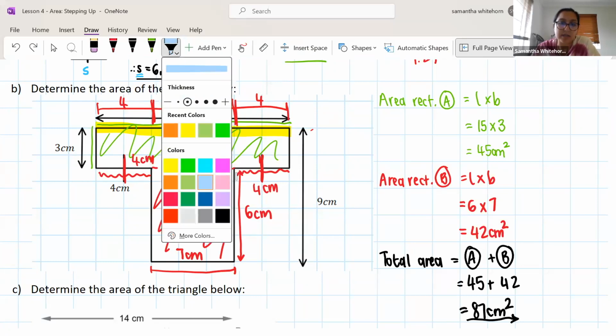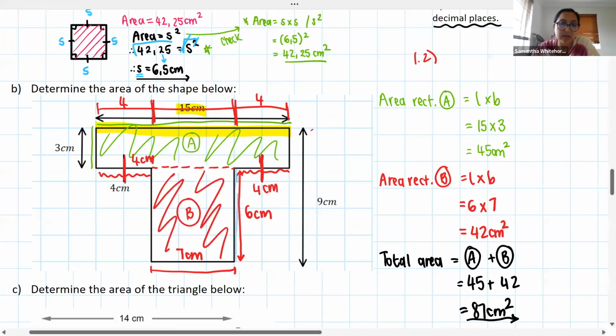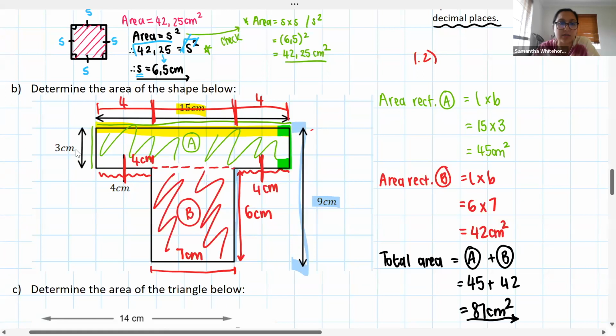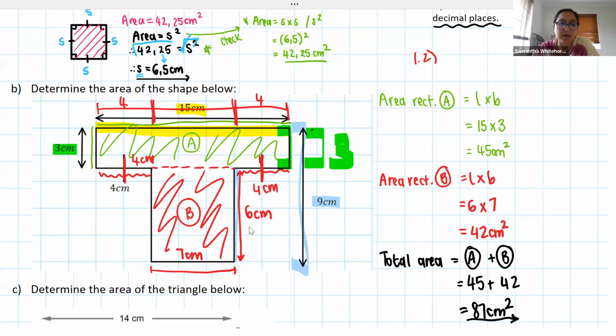If we go and have a look at the 6 centimeters and how I got the 6 centimeters, we know that the whole height of this T shape is 9 centimeters. I know that the width of my top rectangle is the 3 centimeters. And so if I've already got 3 centimeters at the top here, and the whole thing must be 9, I'm left with 6 centimeters, which means I've got a 6 by 7 rectangle that I need to go and work out the area of. Hence why I said 6 times 7 for the area of this rectangle.